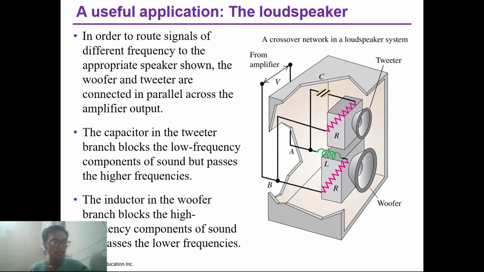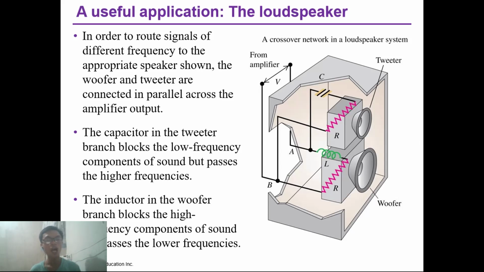So based on this practical example, in audio systems, different speakers handle different frequency ranges, and it is divided into categories such as woofer and tweeter. The woofer handles the low frequencies, meanwhile the tweeter handles the high frequencies. In order to separate the signals, engineers use capacitors and inductors, in which the capacitor in the tweeter branch blocks low frequencies but passes high ones. Meanwhile, the inductor, on the other hand, in the woofer branch, blocks high frequencies but passes low ones.